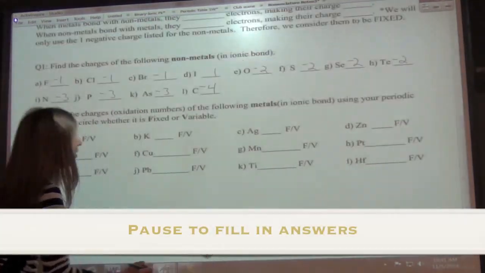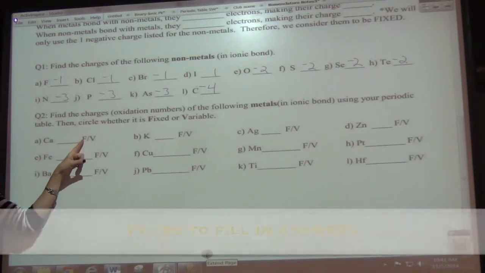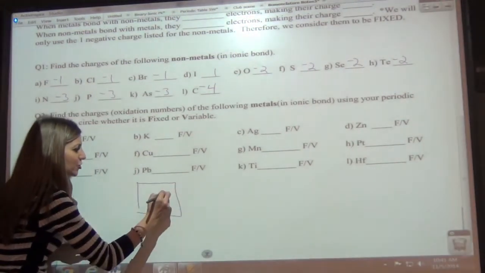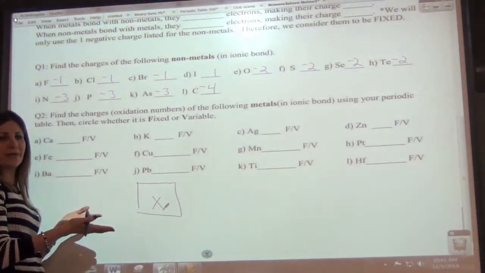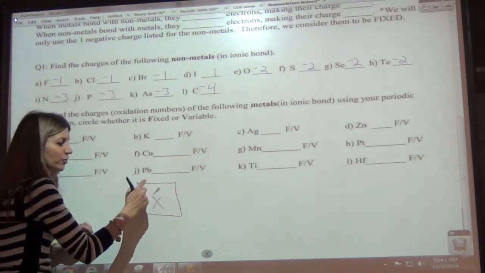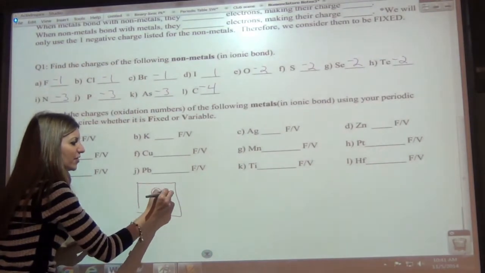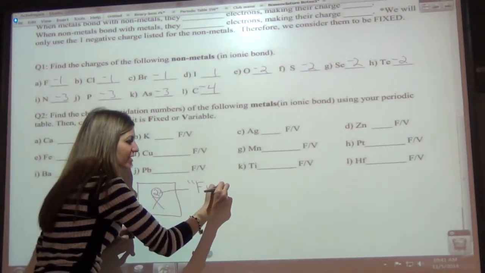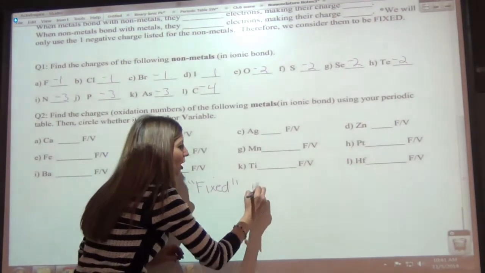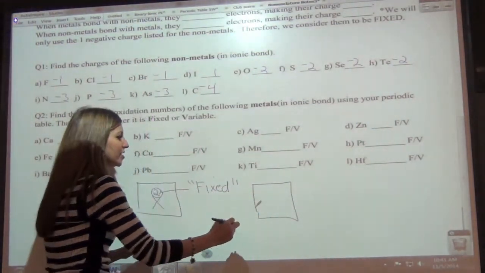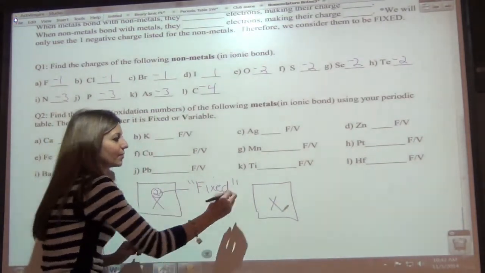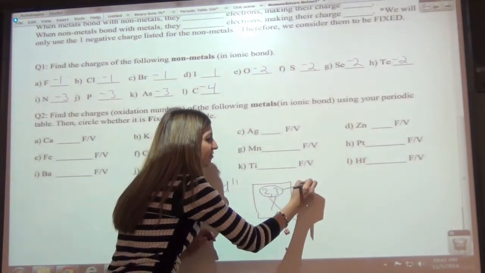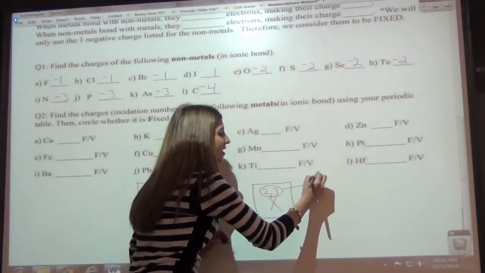Next part, it's asking us whether the charge is fixed or variable. So I want you to draw 2 boxes. In this first box, I want you to just put an X, as if it were one of the symbols on the periodic table. And right above it, we'll put an oxidation number. Let's just say that the number above it is a 2. If there's only one number above it, we're going to call that fixed. Then I'm going to have you draw another box. And in this box, you're also going to put an X. But now I want you to write a 2, 3. If there's more than one number, we're going to say that it's variable.